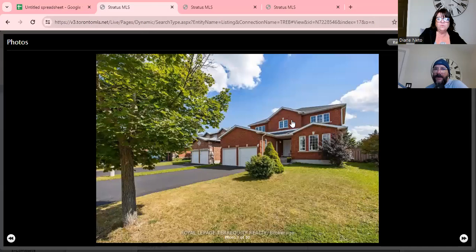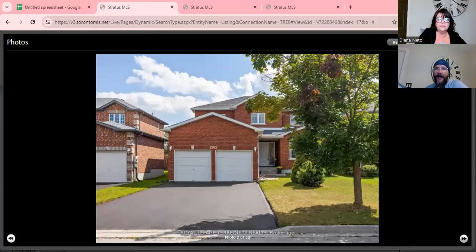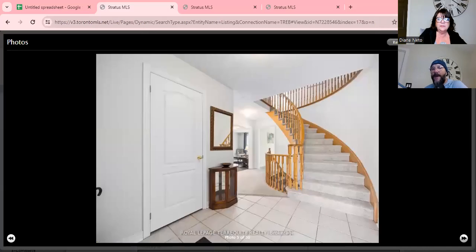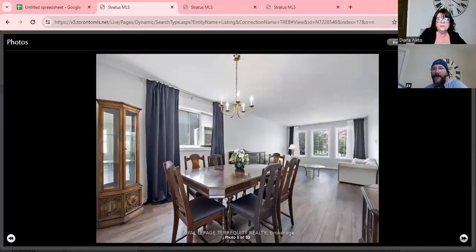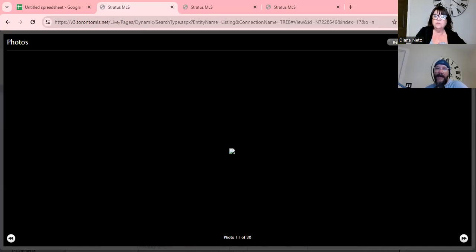I'm not surprised. It just seems like a lot of the higher price point properties. And I want you to go back when we're done and see how many properties over a million are active today down there and up.